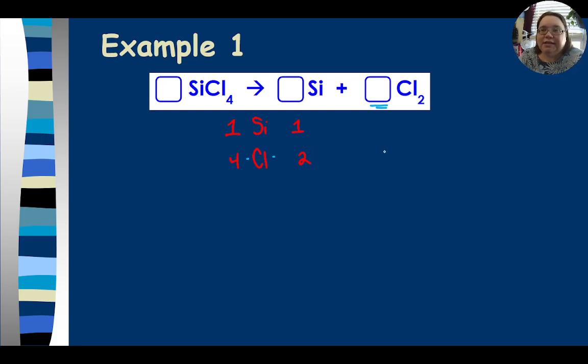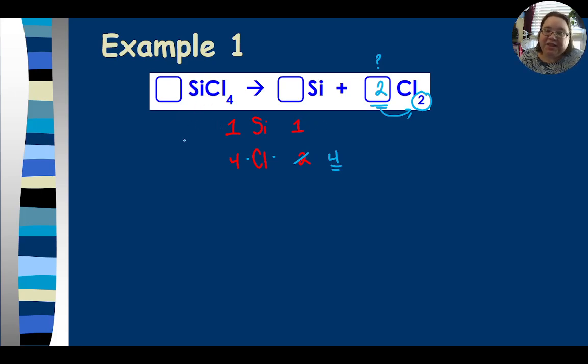So I have to figure out what the least common multiple is between 4 and 2. This is one of those times where I don't want to do 2 times 4, because that's not going to give me the least common multiple. My least common multiple between 4 and 2 is 4. Once I find that least common multiple, I ask myself, what times my subscript will give me that least common multiple? The what is the coefficient. So what times 2 will give me 4? My coefficient needs to be a 2. 2 times 2 gives me 4. I now have 4 chlorines in this reaction.